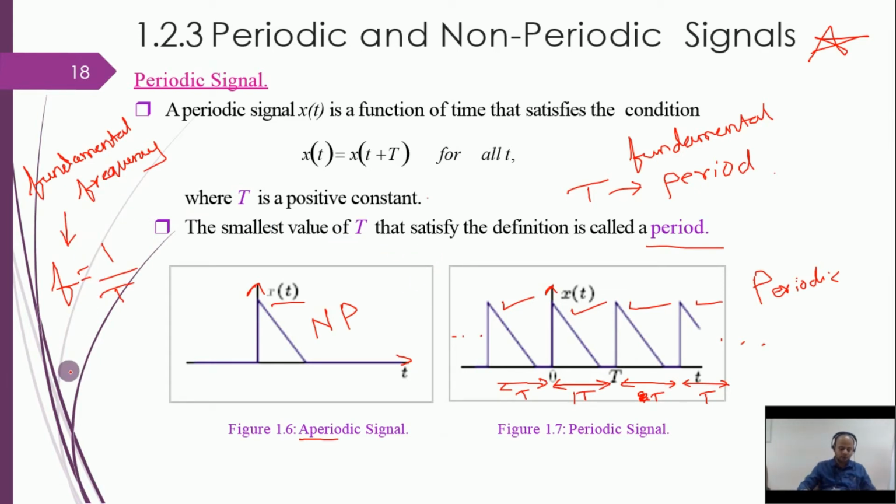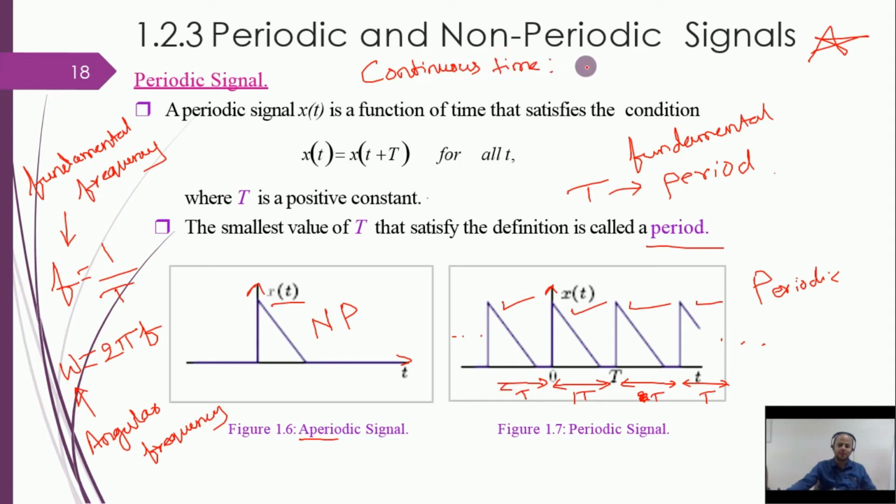There is one more parameter called w or omega. Omega is given by 2 pi f, and we call it the angular frequency. I am discussing all this keeping continuous time in mind. We are studying continuous time periodic signals, because wherever I have referred to a waveform or signal as a mathematical function, I've used t as the independent variable. For discrete time, you should use n. For that, things change a bit.